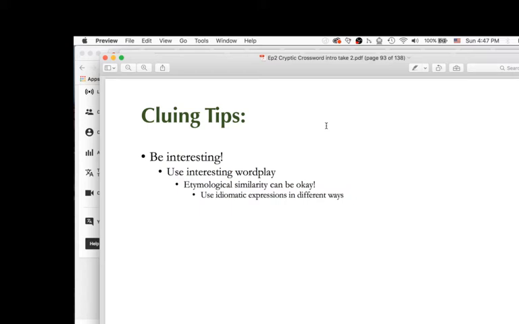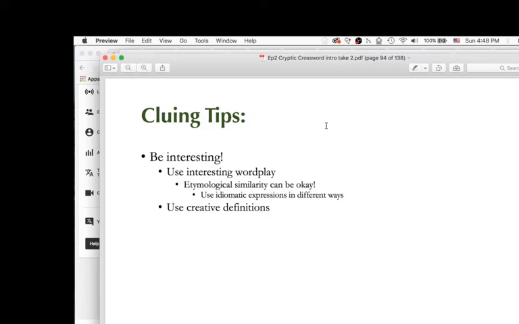One extension of etymological similarity being okay is that you can use idiomatic expressions in different ways. It's particularly common in British crosswords to have a multi-word phrase that has an idiomatic definition, and then the wordplay is defining the words in that literally. For instance, I saw in one British cryptic the phrase "play hard to get." The definition was something like "be coy," and the wordplay was something like "piece of theater that's obscure." That is a play which is hard to get, meaning in this case understand. They're still the exact same words, but they're used in different ways.